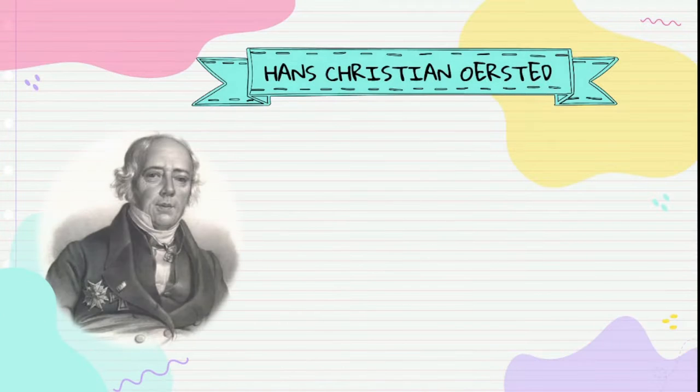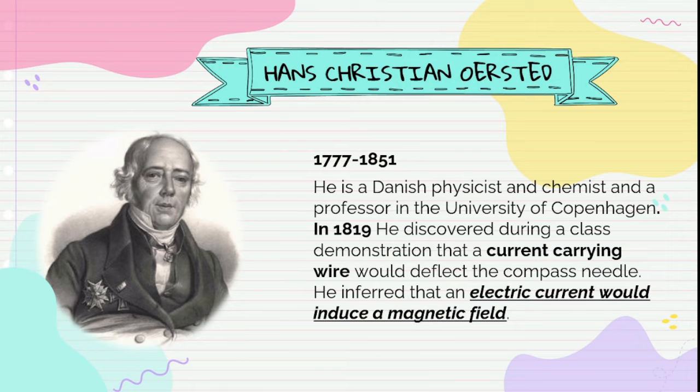It all started with Hans Christian Ørsted. Born in 1777 and died in 1851, Hans Christian Ørsted was a Danish physicist and chemist and a professor at the University of Copenhagen. In 1819, he discovered during a class demonstration that a current-carrying wire would deflect a compass needle. He inferred that an electric current would induce a magnetic field.